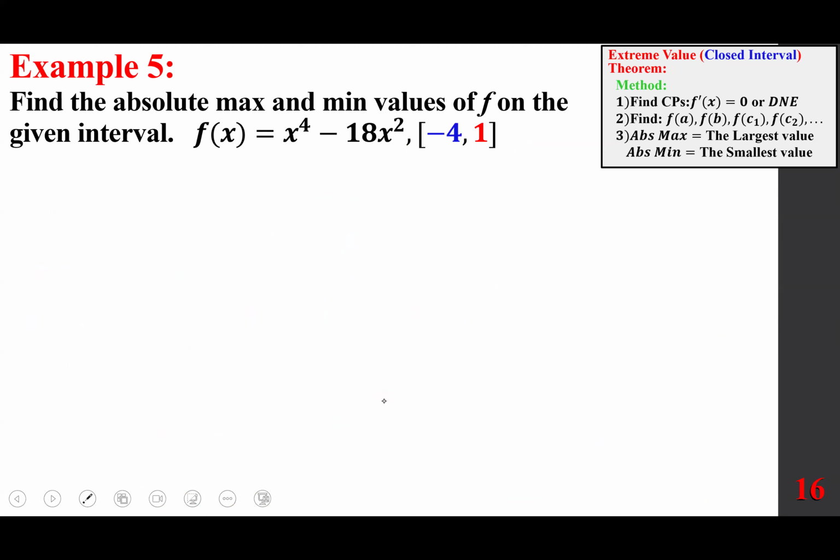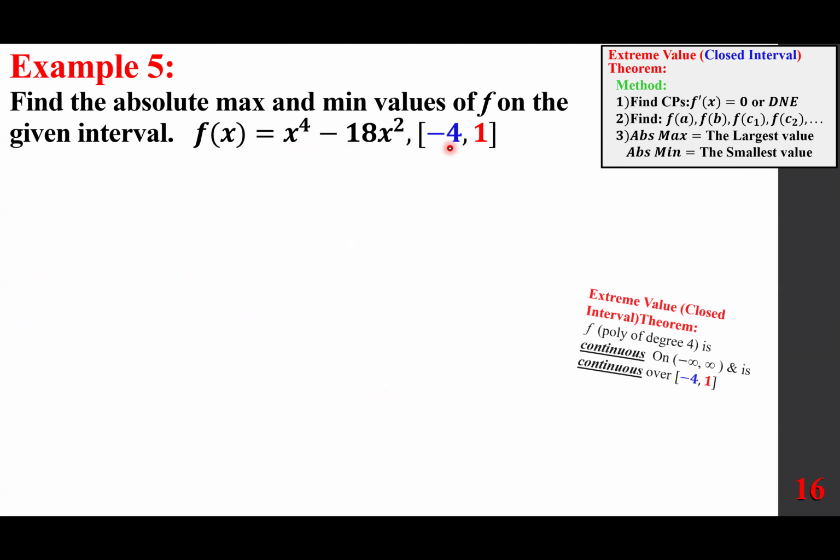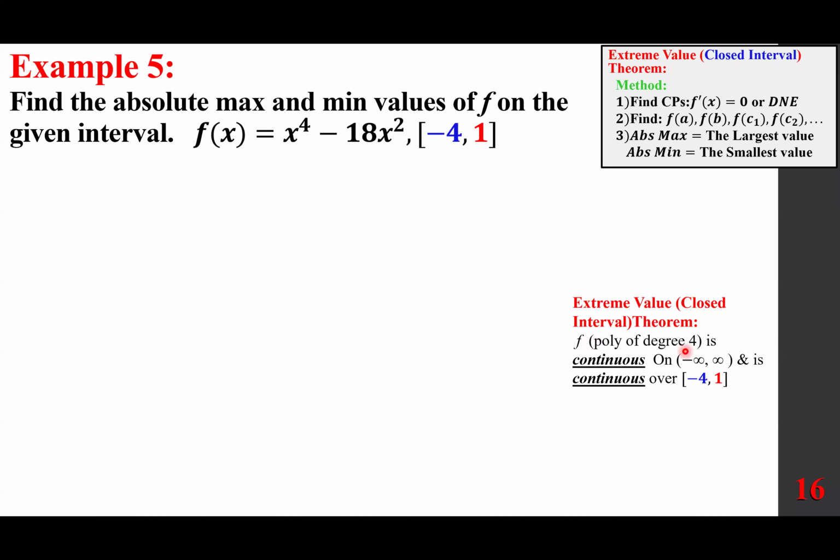We want to find the absolute max and min for this function. f of x is x to the power of 4 minus 18x squared in the interval of -4 to 1. And the first thing is to discuss continuity or the domain of the function. As you can see, this is a polynomial of degree 4. There is no restriction. The domain is all real numbers. Therefore, it is also continuous in the given interval. So we write f is a polynomial of degree 4, is continuous on negative to positive infinity, and therefore is continuous over the interval of -4 to 1.